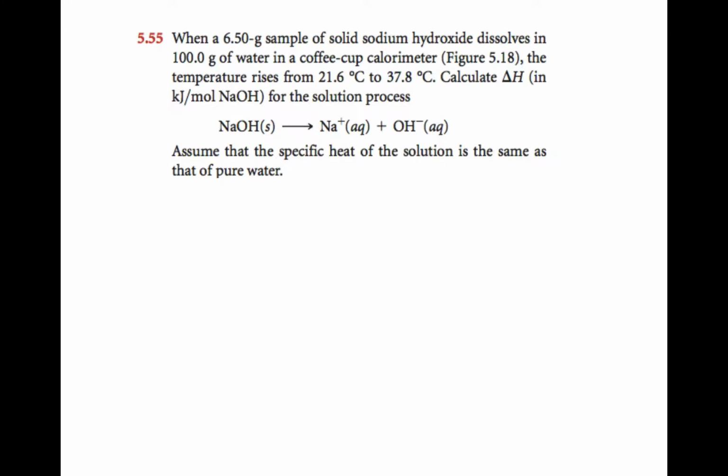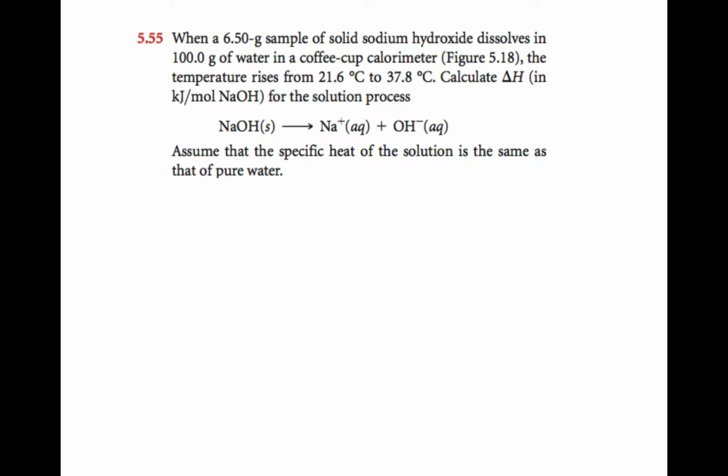All right, 55. When a 6.5-gram sample of sodium hydroxide dissolves in 100 grams of water in a coffee cup calorimeter, the temperature rises from 21.6 degrees Celsius to 37.8 degrees Celsius. Calculate the delta H for the solution process. Assume that the solution has the same specific heat as pure water.